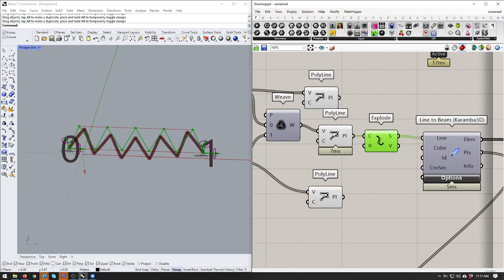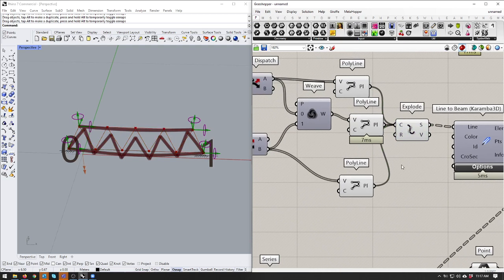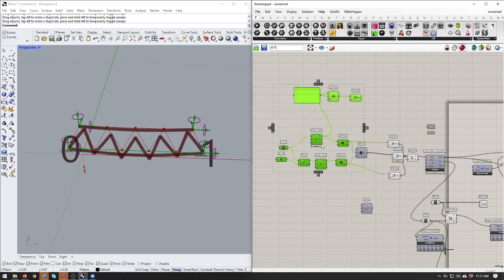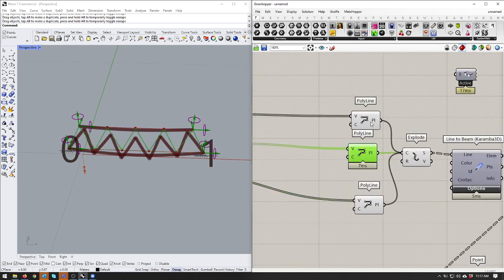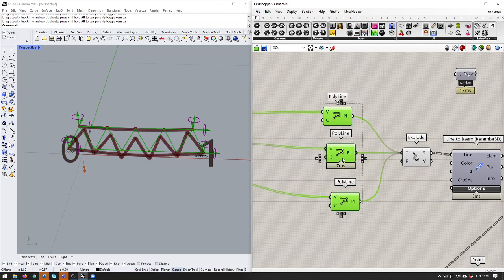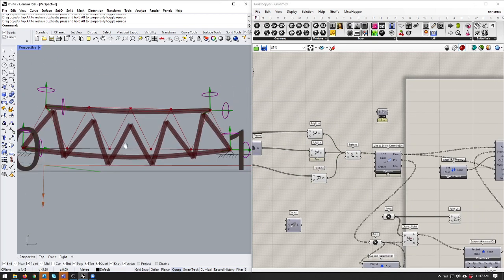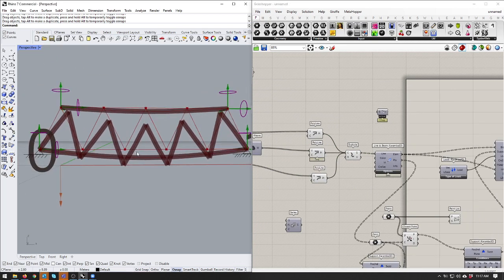So we can just chuck everything in to... Actually, I really like this process because it's literally showing us every problem that happens in Karamba. We can grab all our polylines and just throw them into this explode. And does it look like we've got a working model? Nope. Why? The triangles are not connected to the beam on the top and the bottom.